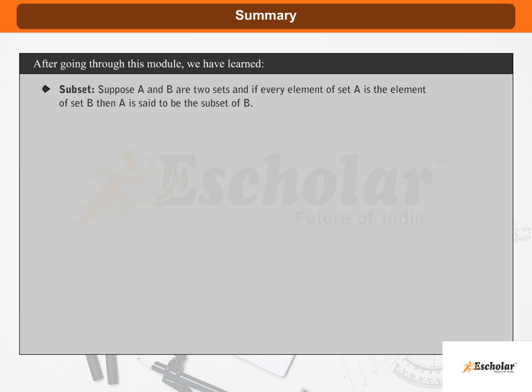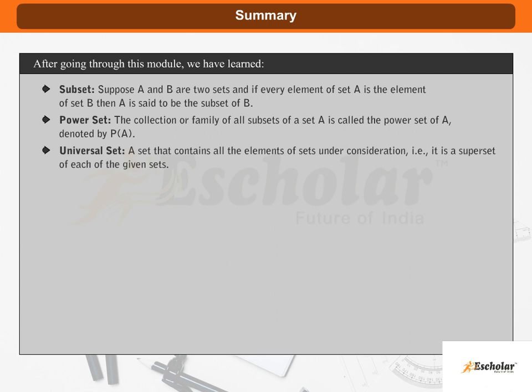Subset. Suppose A and B are two sets, and if every element of set A is the element of set B, then A is said to be the subset of B. Power set. The collection or family of all subsets of a set A is called the power set of A, denoted by P(A). Universal set.